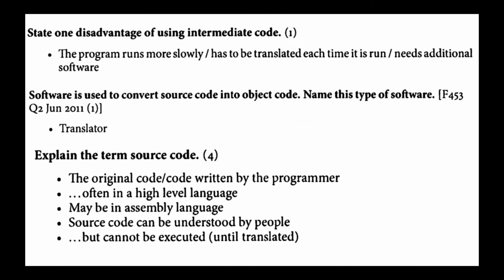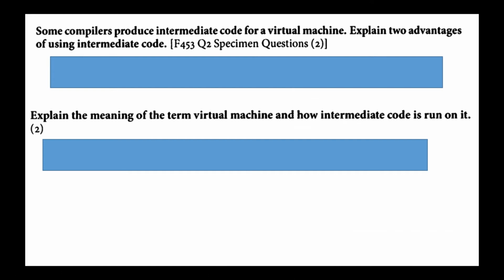So we go, and what would you do? Now, this question: two advantages of using intermediate code, and explain the meaning of the term virtual machine and how intermediate code is run on it. This is kind of repeating some questions from before, although it's good just to be well prepared. So here we go. Answer away.